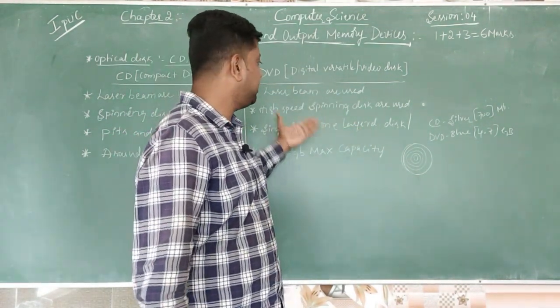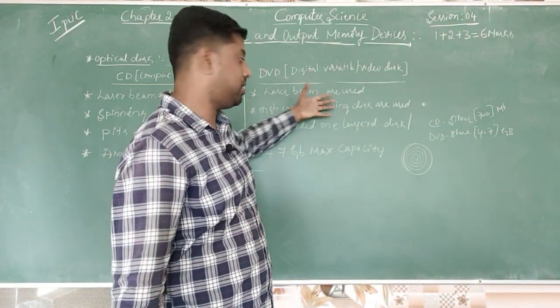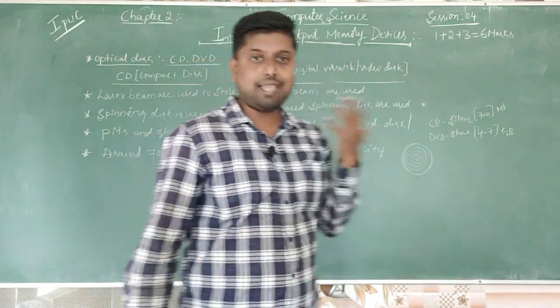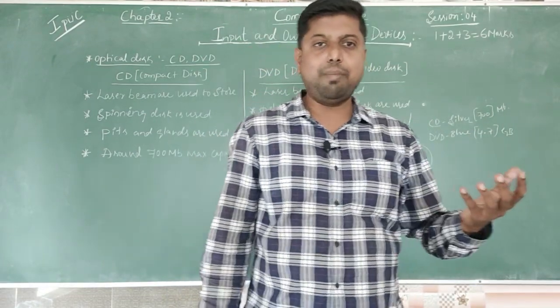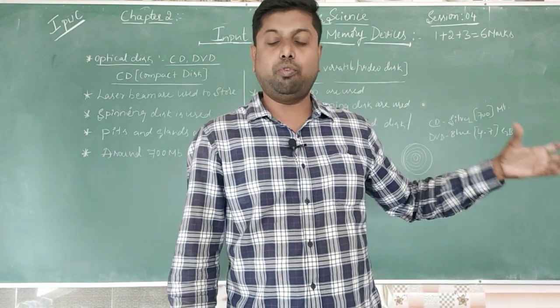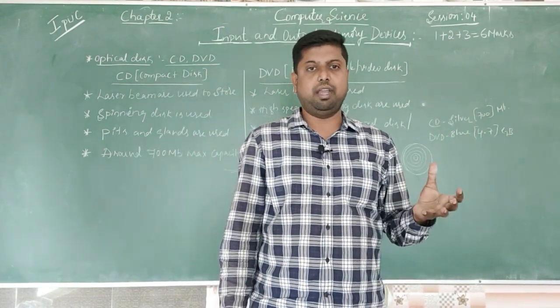Single layered disk, the same spinning disks are used. Here also laser beams are used to store the data. Almost all characteristics are identical, but when we come to storage capacity, a CD will be around 700 MB and a DVD will be around 4.7 GB.